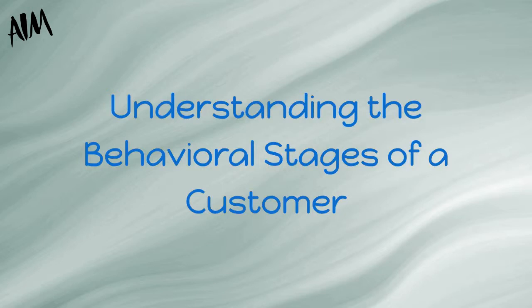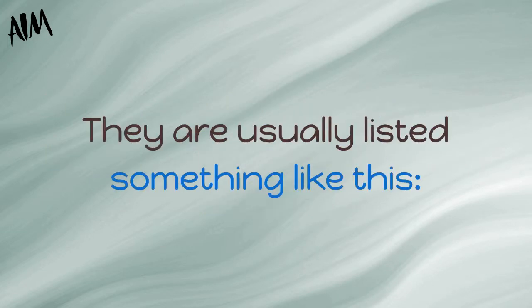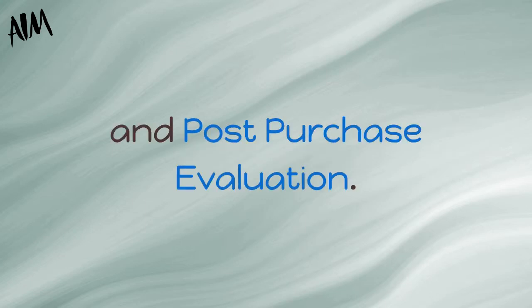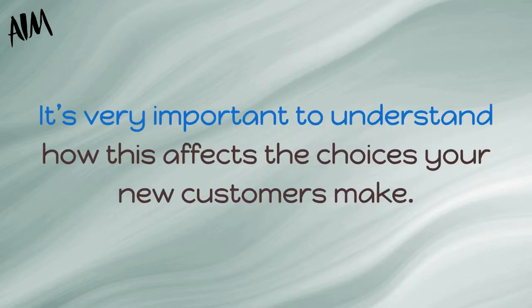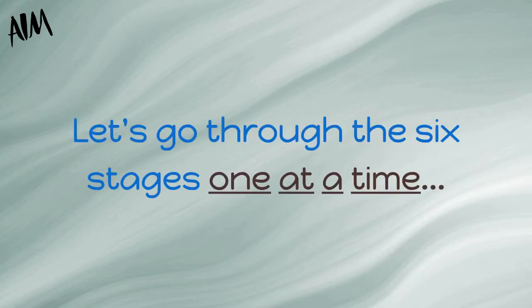Understanding the behavioural stages of a customer. There are 6 stages of the buying cycle for any given customer. They are usually listed something like this: awareness, research, evaluation, decision, purchase, and post-purchase evaluation. It's very important to understand how this affects the choices your new customers make, and if you can design content that takes all of that into consideration, you'll be even more successful. Let's go through the 6 stages one at a time.